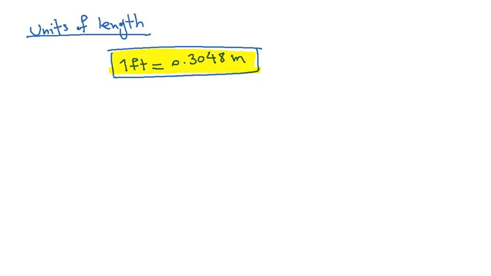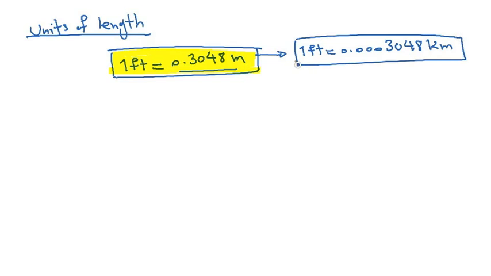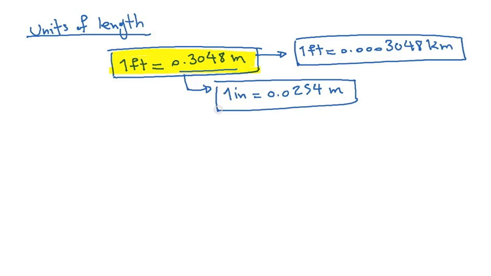And from here we can derive that 1 foot is equal to 0.0003048 kilometers, simply by dividing this number by 1000. And we can also derive that 1 inch is equal to 0.0254 meters, simply by again dividing this number by 12. Okay.